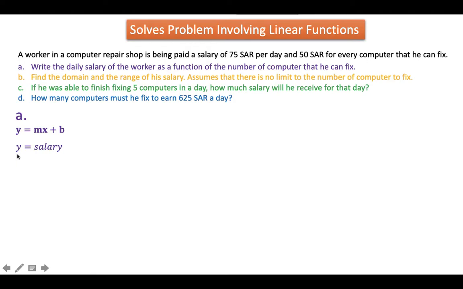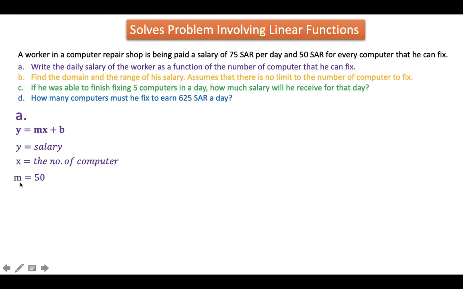Okay, so let y be equal to the salary and let x be equal to the number of computers. Why did we use variable y to represent the salary? Since y here is the dependent variable, we know that the salary depends on the number of computers x. So therefore, y is our salary, which is the dependent variable, and x is the independent variable.